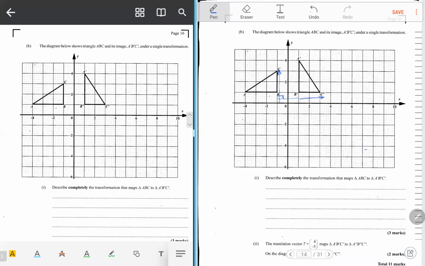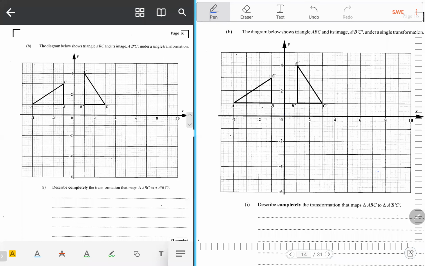You also know that the rotation is in this direction because this was pointing up and it's pointing to the right. So the rotation is clockwise. So you know you have a clockwise 90 degree rotation so far. Next thing you want to know is the center. And I always tell the students, usually with these questions, the center of the rotation is usually the origin. So you just want to check and make sure.